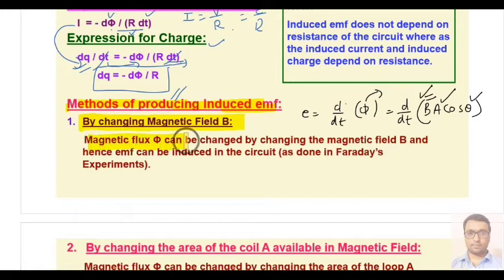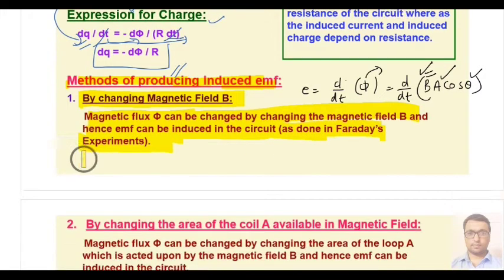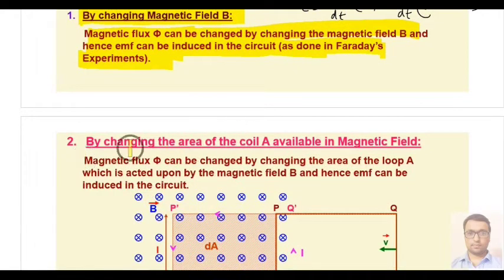The first method is changing the magnetic field. Magnetic flux phi can be changed by changing the magnetic field, and hence EMF can be produced in the circuit, as done in Faraday's experiment. The second method is that you change the area A of the coil in the magnetic field.